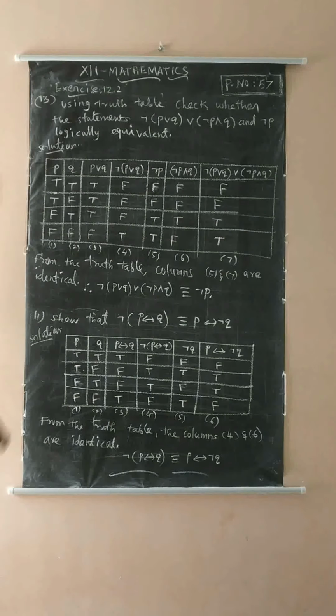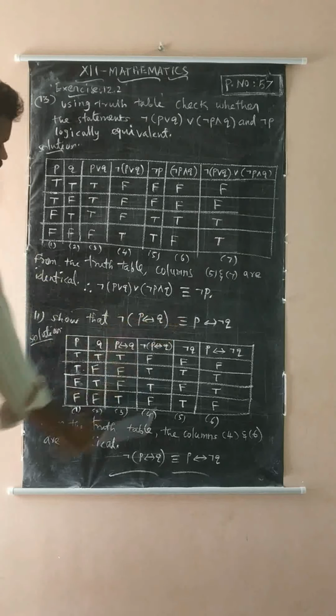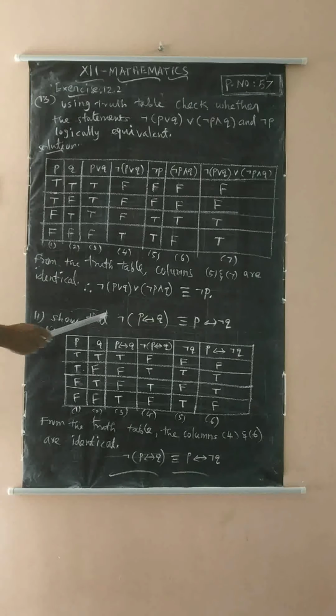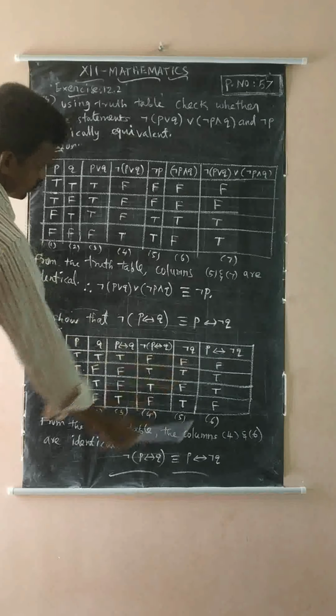Next, 11. Show that negation of (P biconditional Q) equals P biconditional negation Q. Solution. In the same manner there are two simple statements, so we draw 4 rows, and one more row is added to fill in the statements. First we fill P, Q, then P biconditional Q, negation of (P biconditional Q). Another one we want: negation Q, and the next P biconditional negation Q.